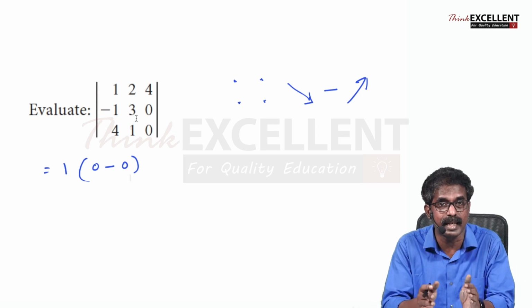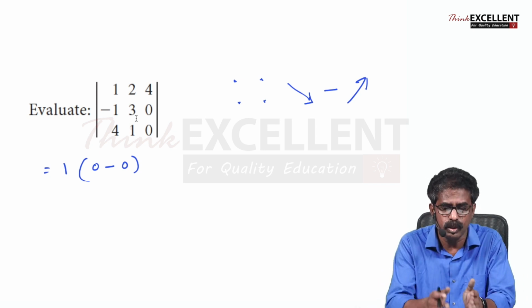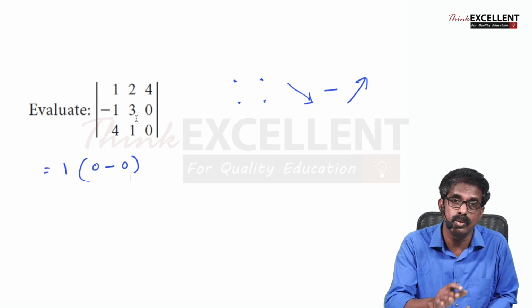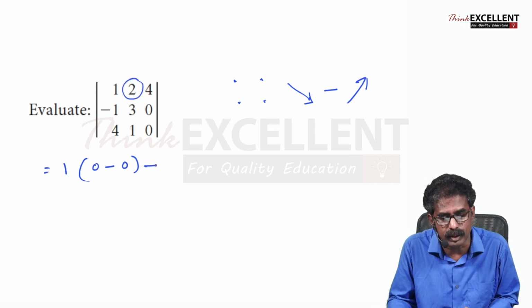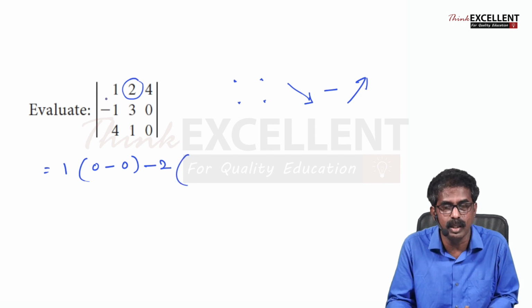Now, when you take the second number, you change the sign. If it is plus 2, you write minus 2. If it is minus 2, you write plus 2. So here it is plus 2, so write here minus 2. Second one, you should change the sign. Now what do you do now? Like what we did earlier.